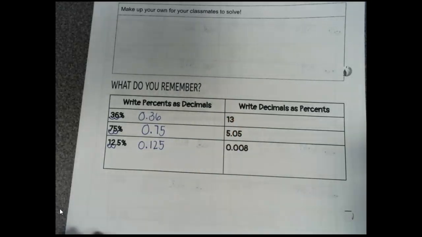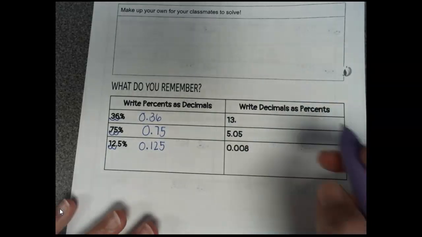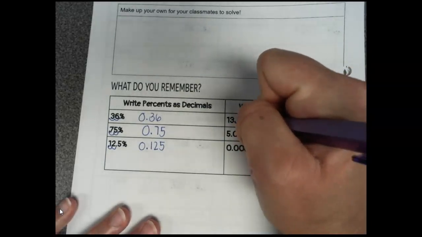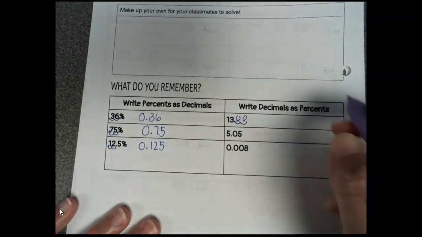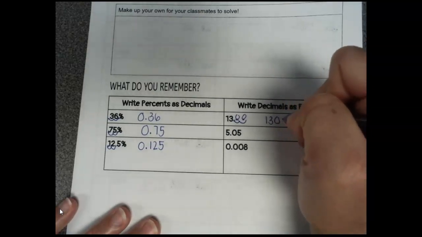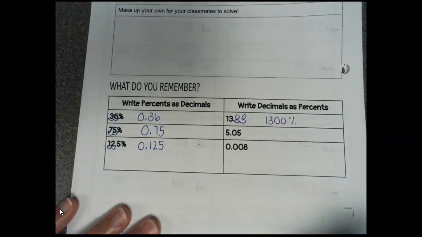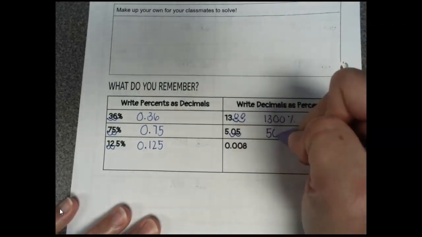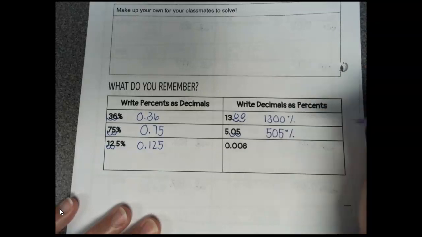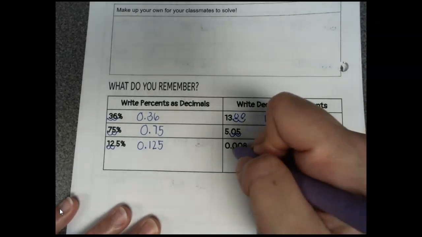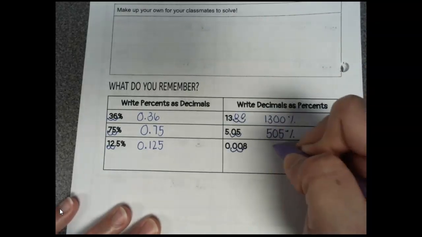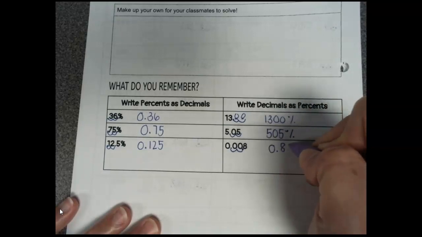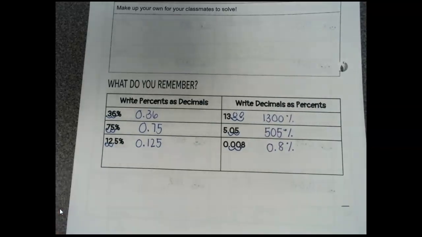Now we're going to take this decimal and we're going to write it as a percent. There is not a decimal here, so we need to put a decimal at the end. Move it 2 times to the right. So we need to add 2 zeros. So 1,300%. There's already a decimal, so we're going to move it 2 times to the right. 505%. And our last one, we're going to take our decimal, move it 2 times to the right, and we get 0.8%. And that's all there is with this lesson.